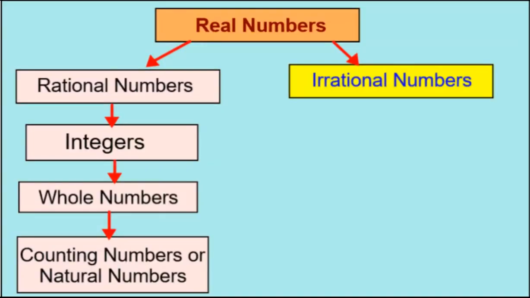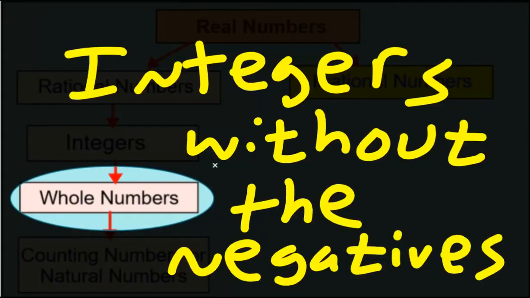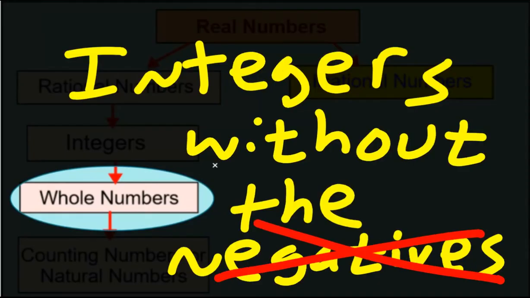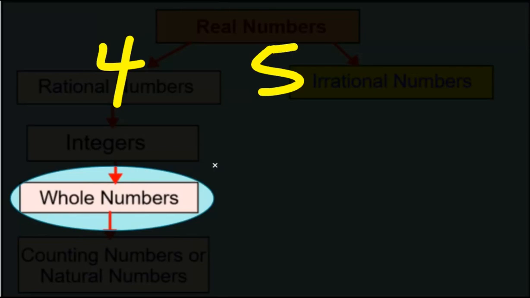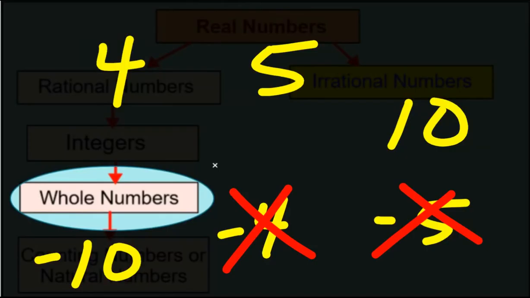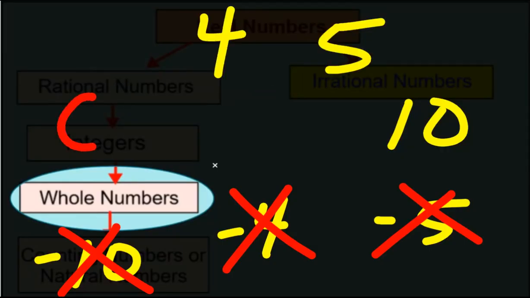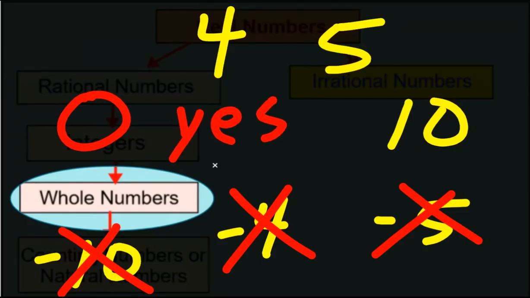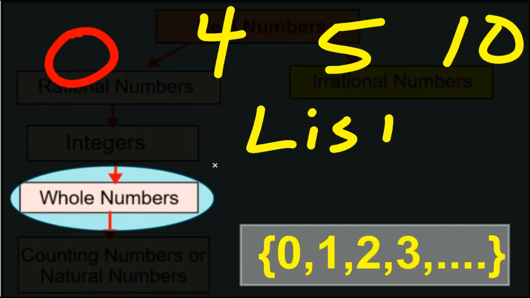The next subset is the whole numbers. The whole numbers are the integers without the negatives. Okay, so 4, 5, 10 are whole numbers, but -4, -5, and -10 are not whole numbers. Again, you might be thinking, what about the number 0? Is it a whole number? Yes, it is a whole number. If a list of all whole numbers were made, they would be designated like this.